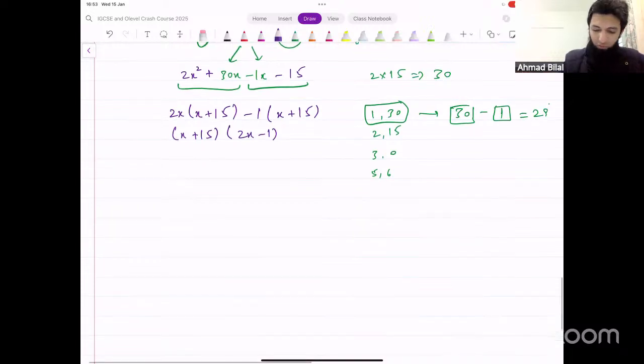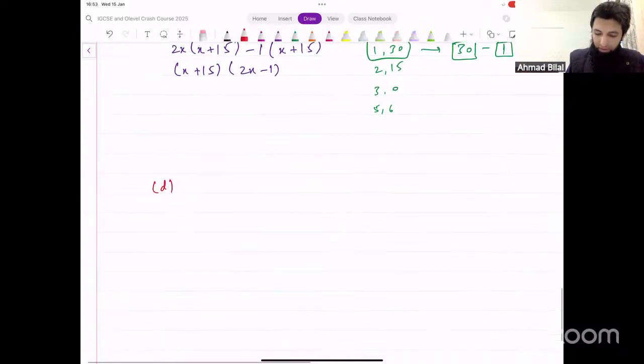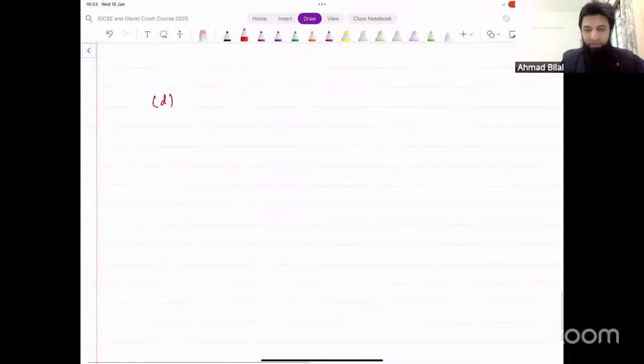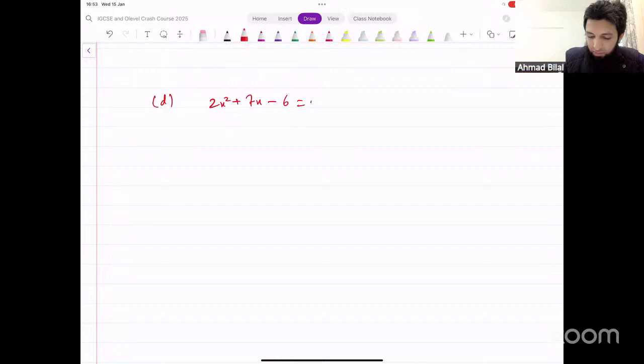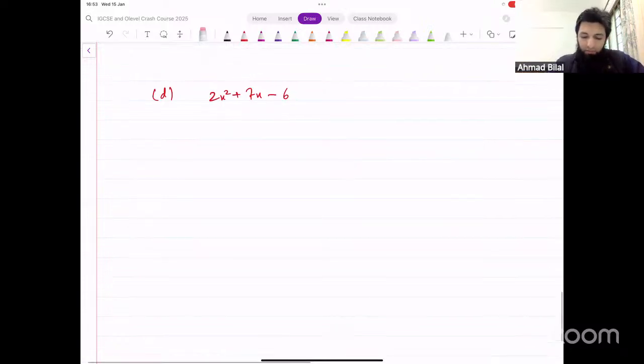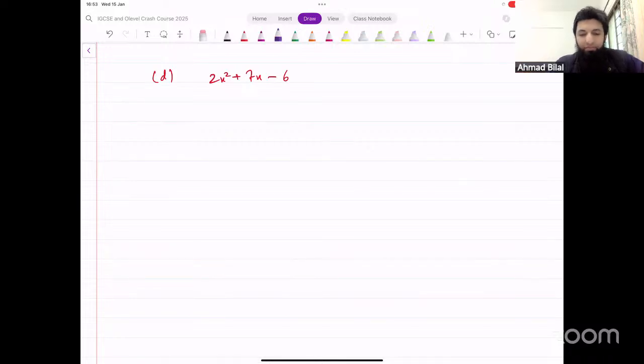Let's do one more example on this. Let's say we've got something like this: 2x squared plus 7x minus 6. Sorry, not equal to 0. We want to factorize this now. Again, we can start with thinking, can we take anything common from all of these terms? Well, we can't. Now, we think of breaking the middle term. How can you break the middle term in this case?